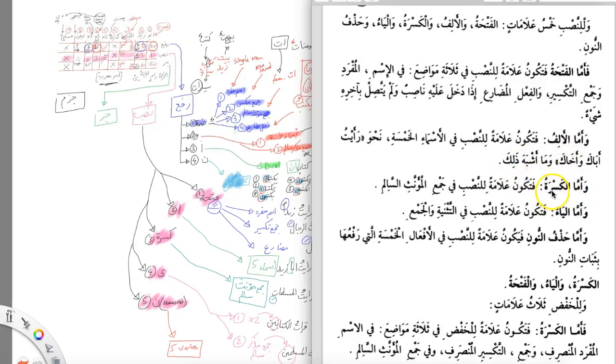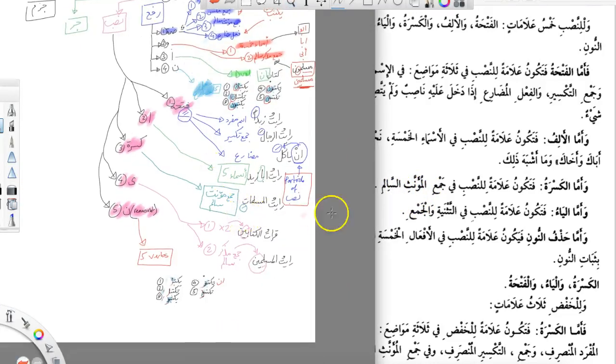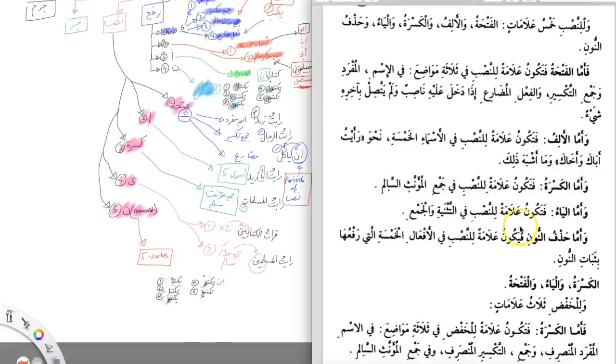وأما الكسرة, as for kasra, then kasra is a sign for nasab في جمع المؤنث السالم, in the jama mu'annath salim, in the sound feminine plurals. Yeah, like we said over here, sound feminine plurals. Let's bring this up. Yeah, it's over there. وأما الياء, as for ya, فتكون علامة, this is a sign للنصب, for nasab, في التثنية والجمع, in dual, and in plurals. Yeah, so meaning dual noun, and plural means jama mudhakkar salim. So he hasn't mentioned it, but you know what I'm talking about.